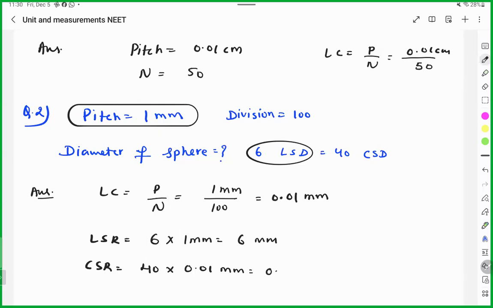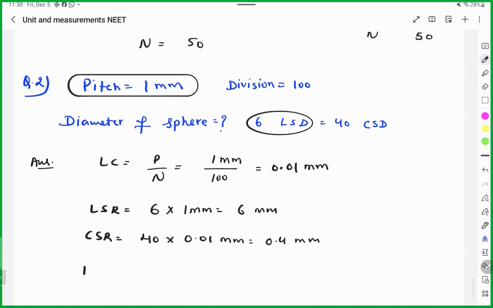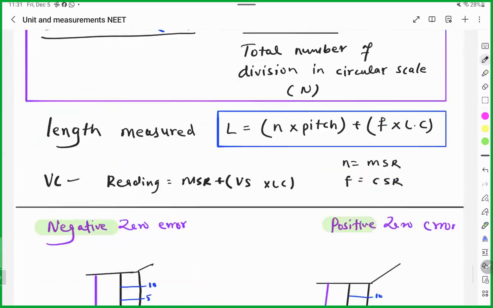0.4, 0.4, haan. What is the total reading? Normal is 6.4, and circular scale is 0.4. What is the total? 6.4. Sir, now look at this formula, what we did.